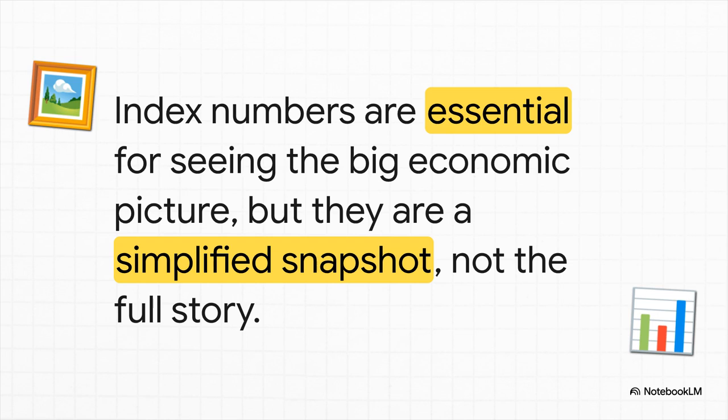So, what's the big takeaway from all of this? Well, index numbers are absolutely essential. They're how we see the big economic picture and turn a chaotic flood of data into something we can actually understand. But we have to remember what they are. They are a simplified snapshot, a useful model of reality, but not reality itself.